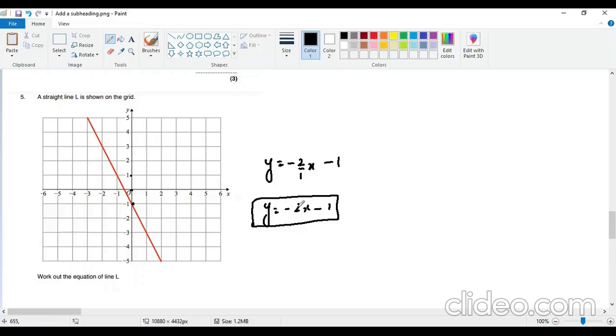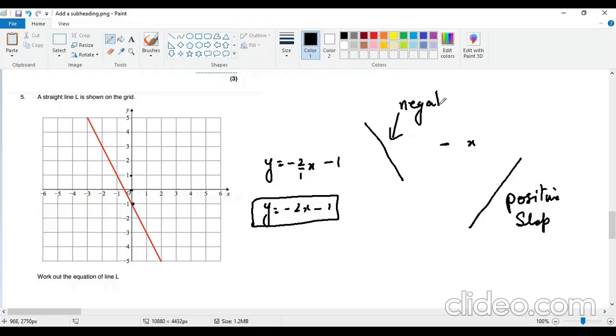Always remember, any line going this way will have a negative slope. That means the x value is going to be always negative. The number depends upon how the line is. And any line, you can see like this, is going to have a positive slope. This is called a positive slope. And this one is called a negative slope.